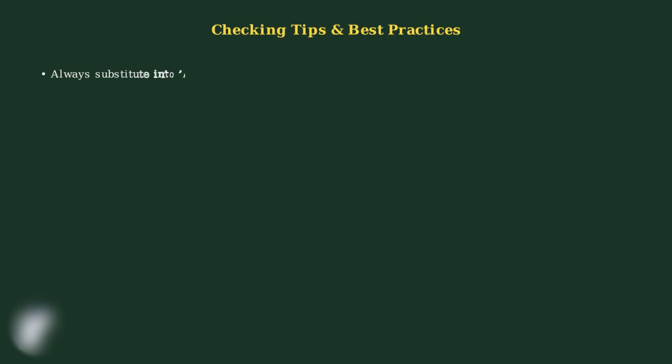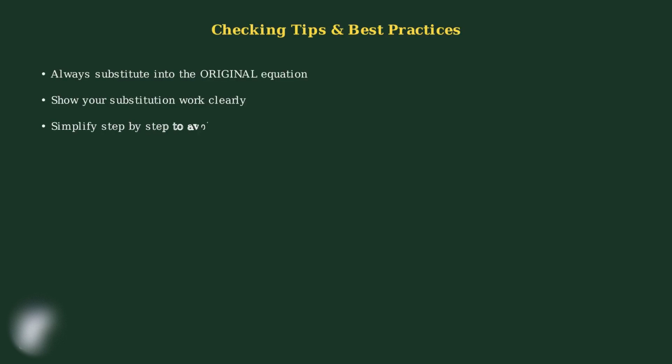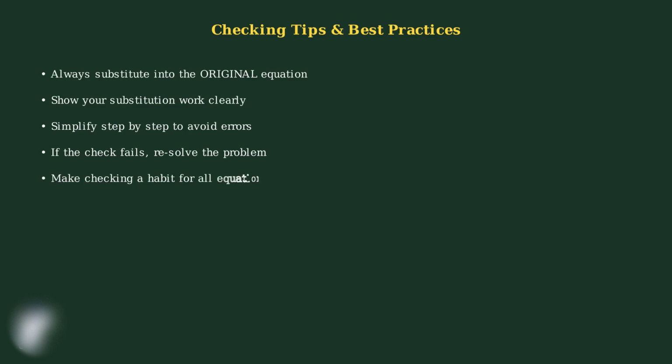Here are some important tips for checking your solutions effectively. Always substitute back into the original equation, not any intermediate steps. Show your substitution work clearly so you can follow your reasoning. Simplify step by step to avoid arithmetic errors. If your check fails, go back and resolve the problem. Finally, make checking a habit for all equations you solve. This practice will serve you well throughout your mathematical journey and help you become a more confident problem solver.